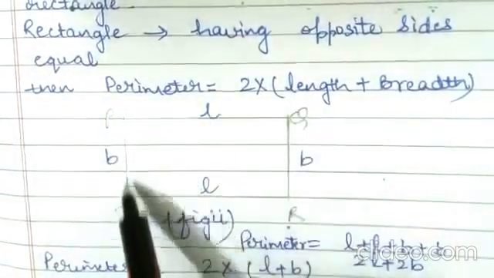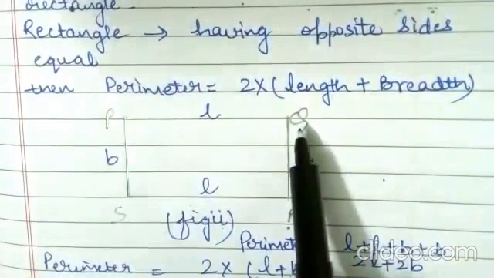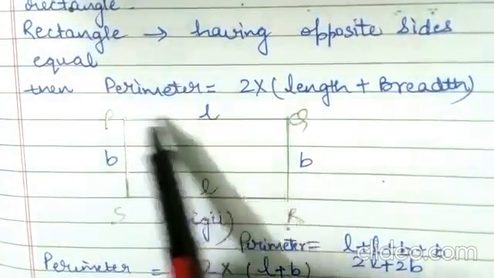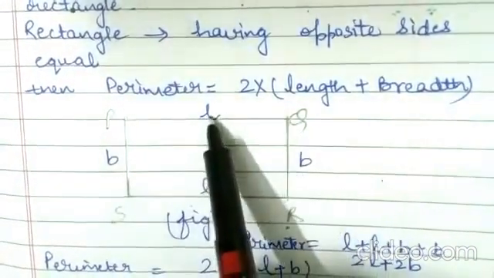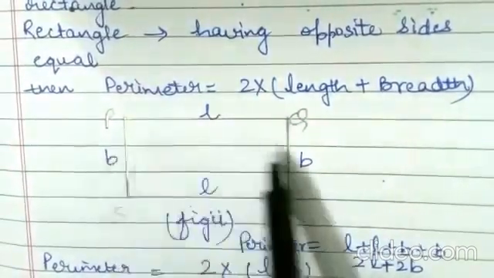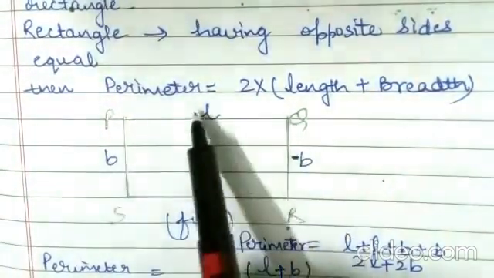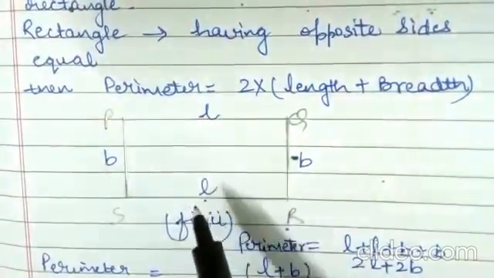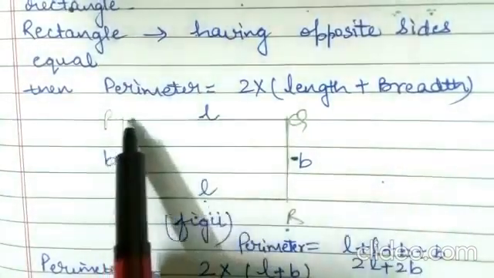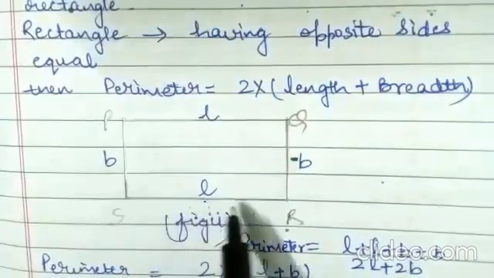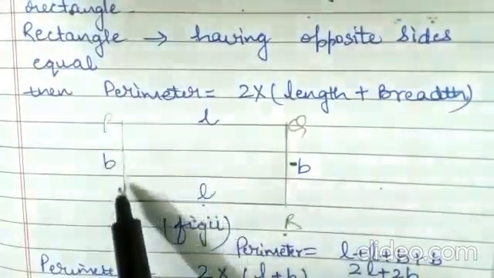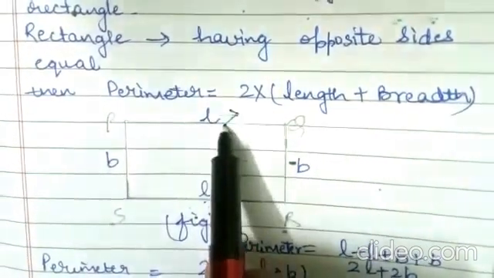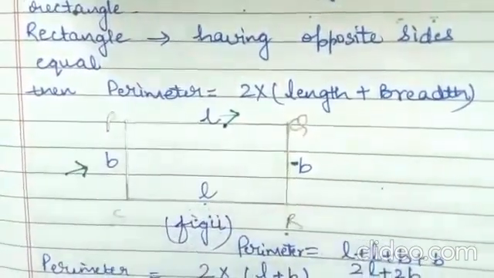This is a four-sided closed figure. So this is a quadrilateral. Now this is a quadrilateral whose opposite sides, this is one pair and this is the other pair of opposite sides, are also equal. If this is L, this will also be L, and if this is B, this is also B. This is length and this is breadth.